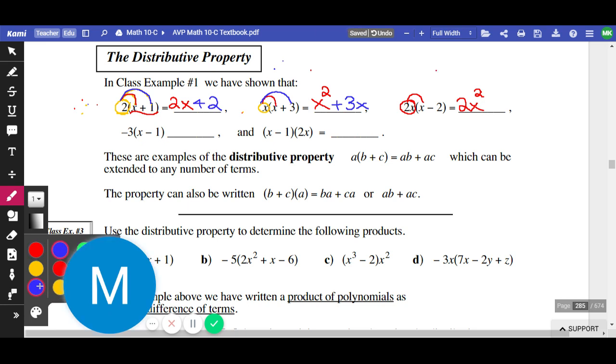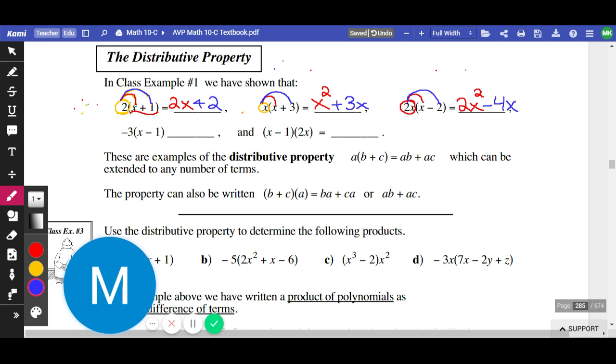We then distribute it to the second thing in the brackets, which is a negative 2. Numbers with numbers, letters with letters. So negative 2 times 2 would be negative 4. And the x would still just be an x. So it's 2x squared minus 4x. We'll do 2 more that are a little different.